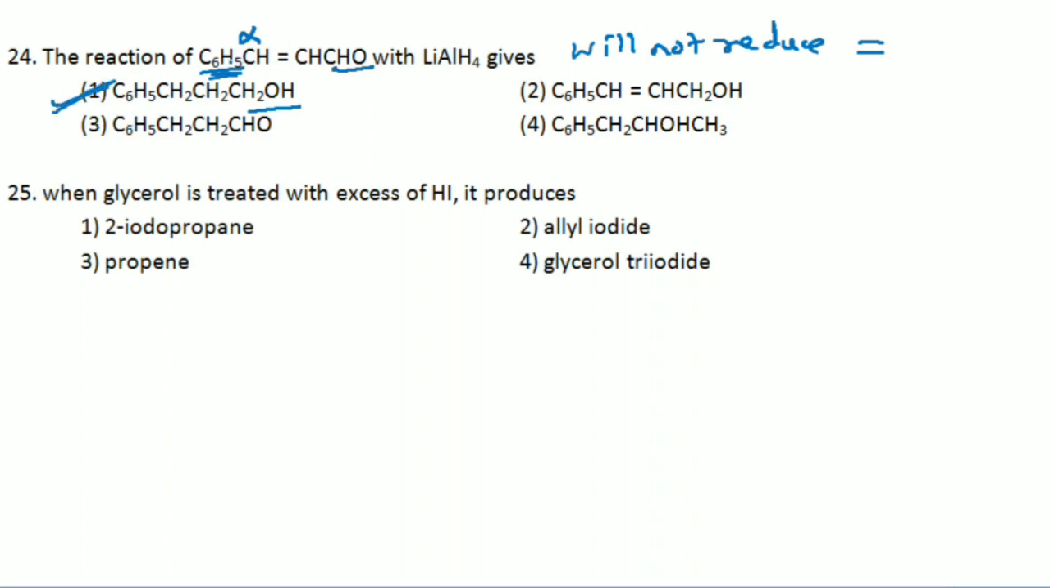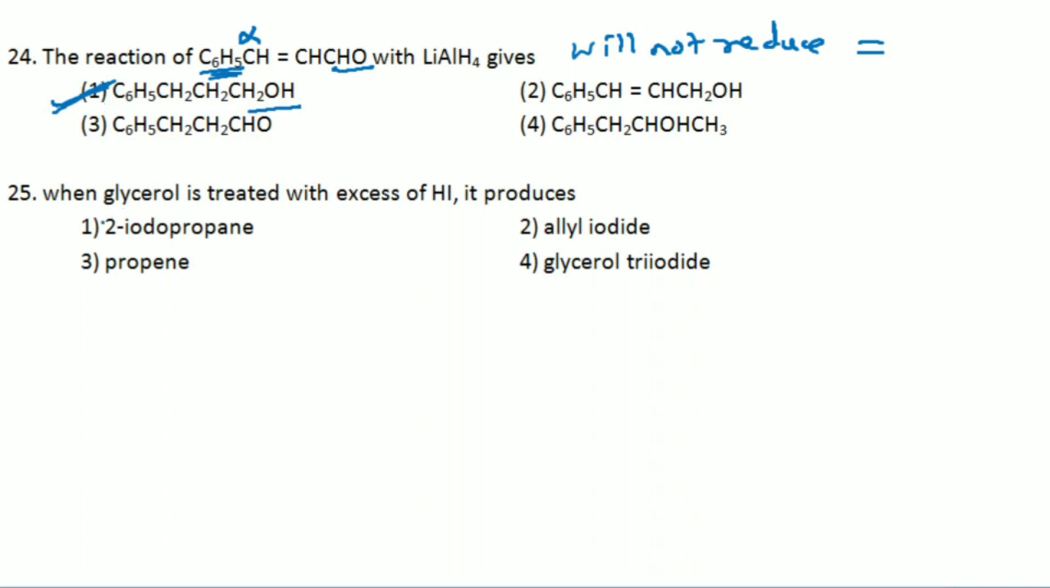If the same thing is given instead of C6H5, CH3 if they give, then the double bond will not be reduced by lithium aluminum hydride. But when the alpha carbon or doubly bonded carbon is attached to phenyl, next to phenyl, if a double bond is present, then it can reduce this. Hence the answer for this question is 1. 24th question, first one is the answer.